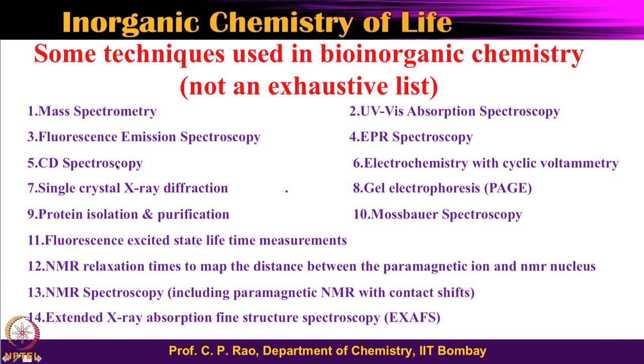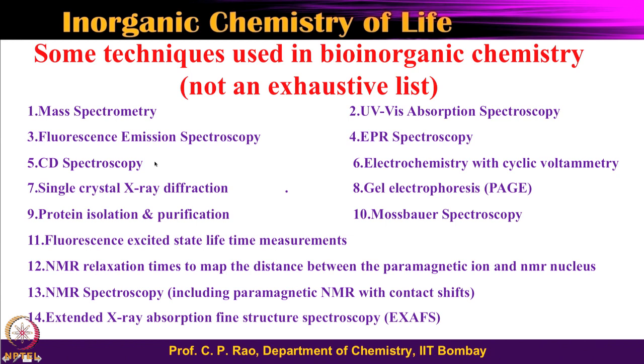CD spectroscopy and absorption spectroscopy are very similar. In UV-visible absorption spectroscopy, you are looking at the electronic transitions going from the ground electronic level to the excited electronic levels, and that is what gives the absorption data. Now, the same kind of absorption in the presence of a dissymmetry or asymmetry: in such a situation, the light being absorbed is not uniform. Some components are absorbed more than the others.